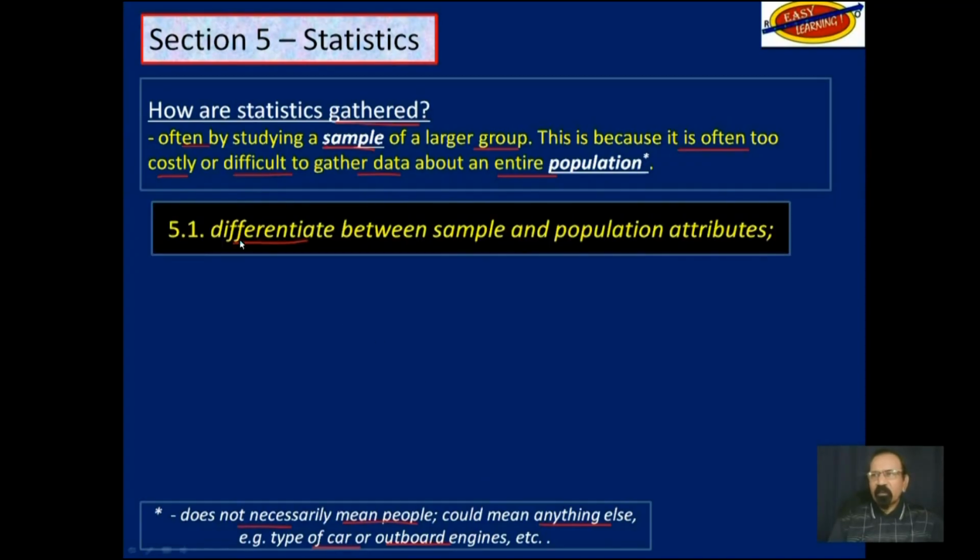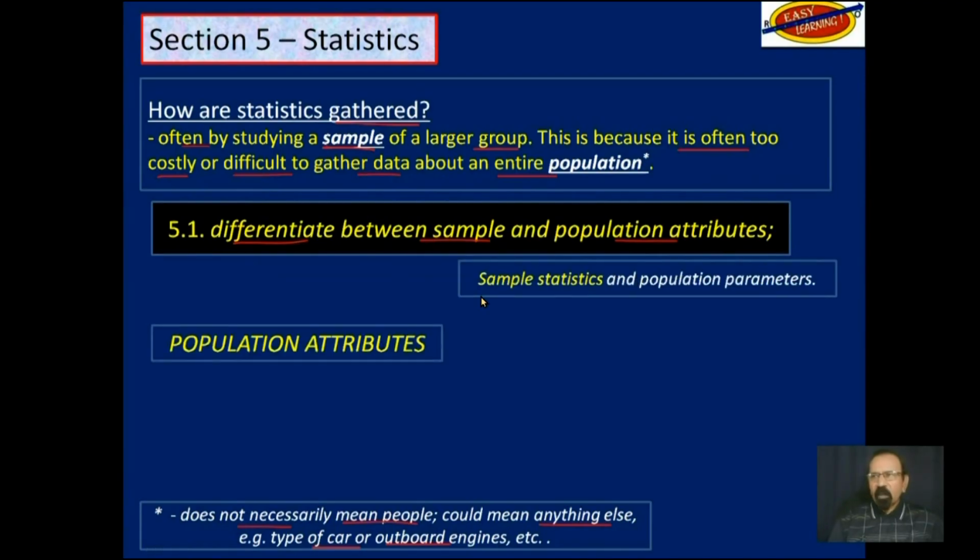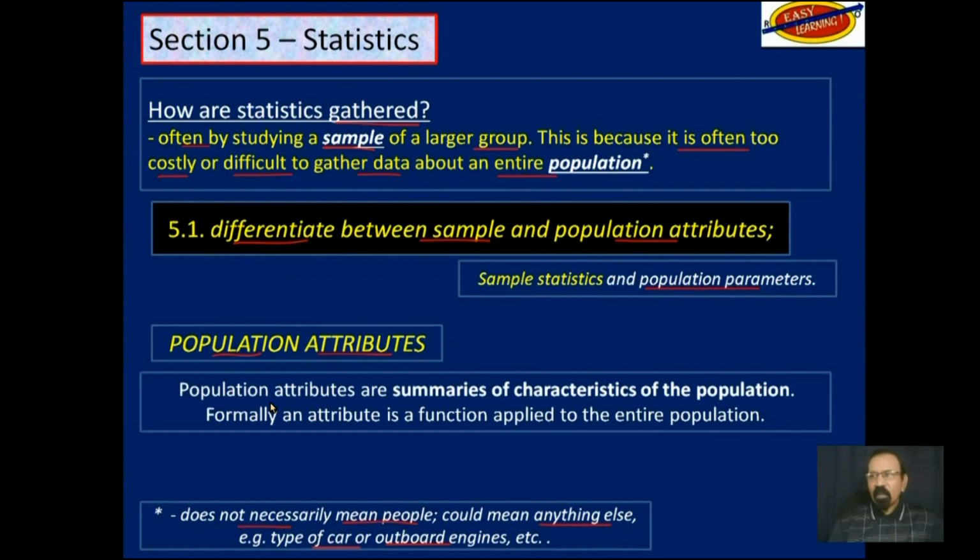So we are to differentiate between sample and population attributes. So let's begin with population attributes. As I said, it would have been helpful if CSEC had given 1 or 2 examples so we know exactly if we are on the right track. But without that, I will do my best. Population attributes are summaries of characteristics of the population. Formally, an attribute is a function applied to the entire population. Now, you may not understand that, but hopefully, as we go along, it will be clearer.